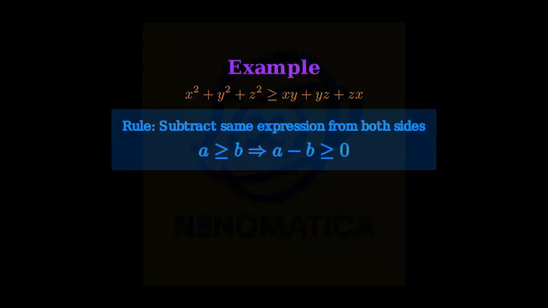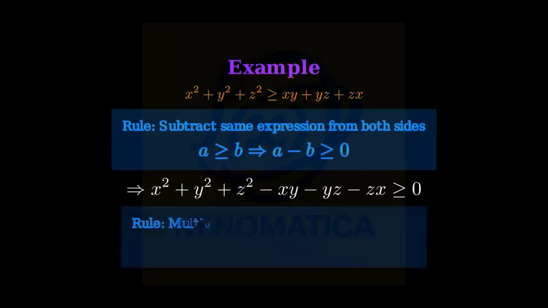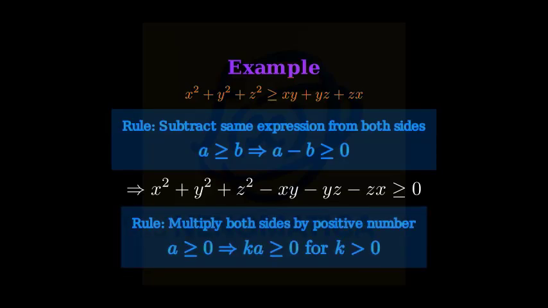We need to prove that for any real numbers x, y, and z, the following inequality holds true. x squared plus y squared plus z squared is greater than or equal to xy plus yz plus zx. Let's begin our proof. The first step is to rearrange the inequality by subtracting the right side from both sides. This gives us x squared plus y squared plus z squared minus xy minus yz minus zx is greater than or equal to 0. Next, let's multiply all terms by 2 to make our work easier.